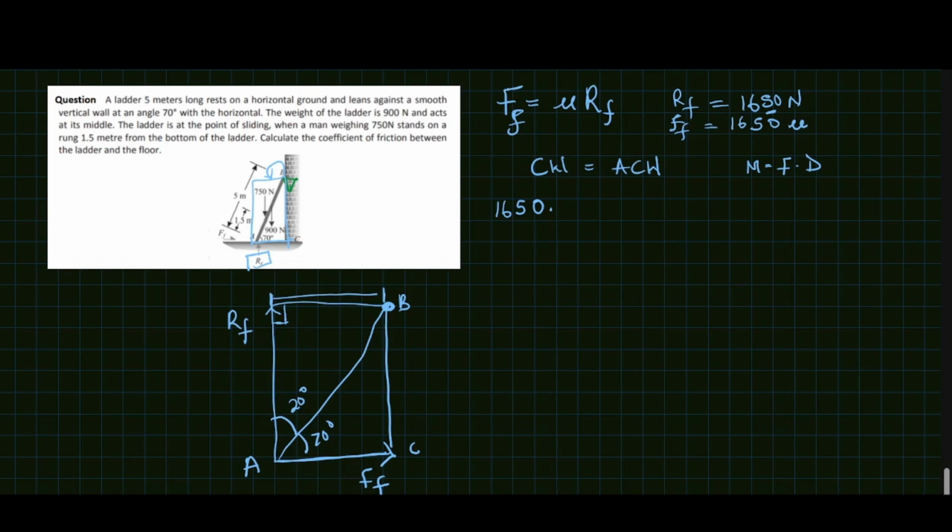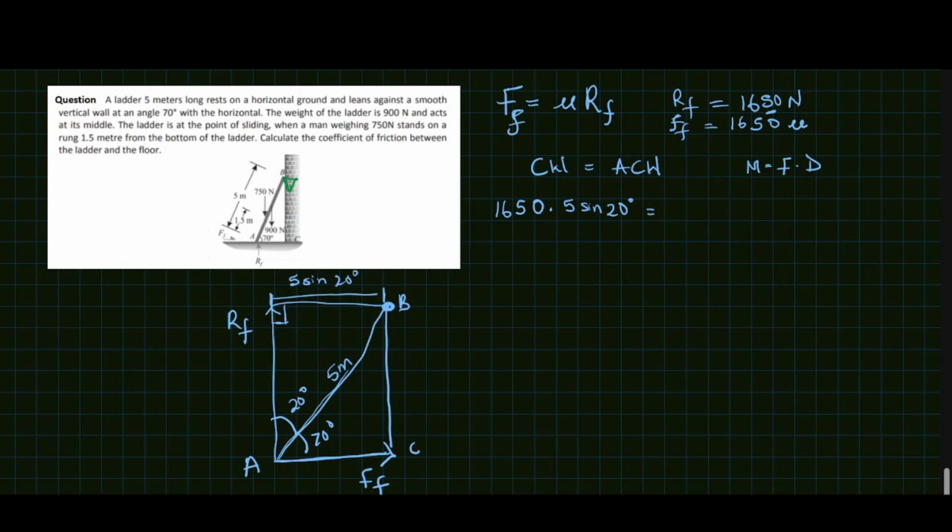So from here to this point, we know that this entire length is 5 meters. It's going to be 5 sine 20. So you're just going to write 5 sine 20 here. Now this equals, there's no other clockwise moment that's going to happen here, so it equals the anti-clockwise moment. The first anti-clockwise moment is actually the frictional force. You see, the frictional force, I'm just going to erase this.